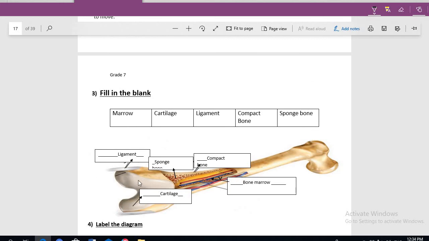Look, this is cartilage, and this one is a ligament. This type of bone with open spaces is called spongy bone, while the outer layer is called compact bone.